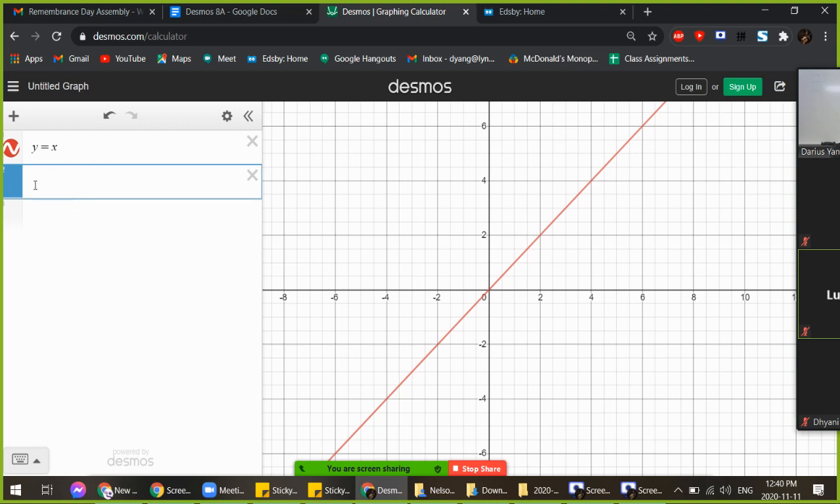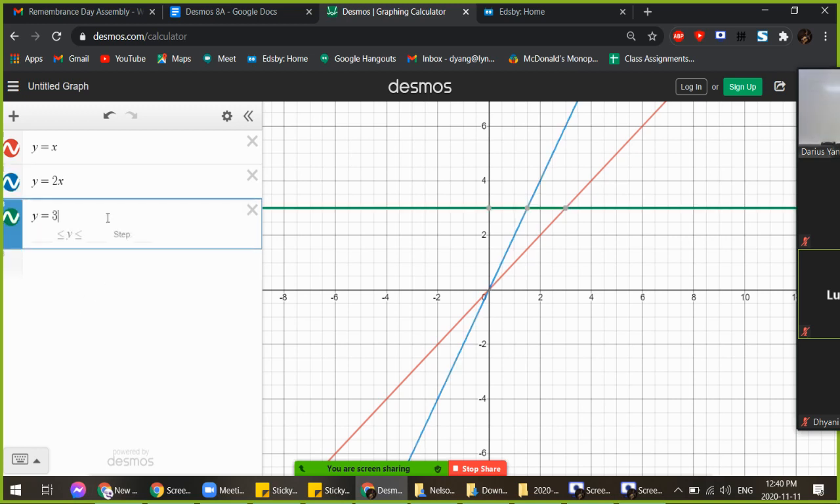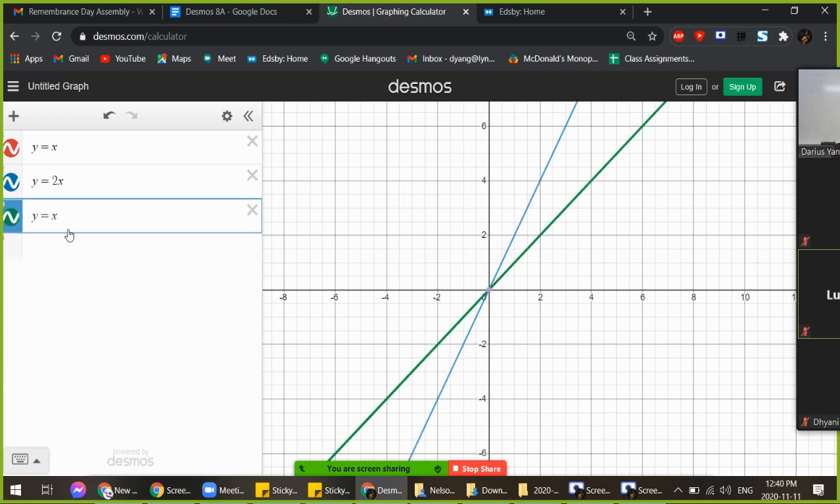So you can actually click on the empty space in here, and let's do y equals 2x. And what do you see? Steeper, right? Steeper. Okay, and then y equals 3x. It's even steeper than that as well, right?